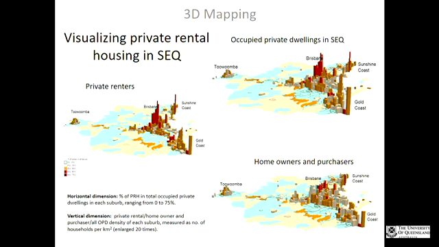So here are some different sets of data. This is just a novel way of showing the number of private renters in Southeast Queensland, number of dwellings and homeowner purchases, and it's showing these as height. So in some cases it can be a really nice way of visualizing data.